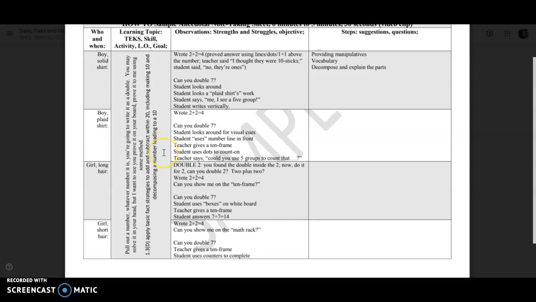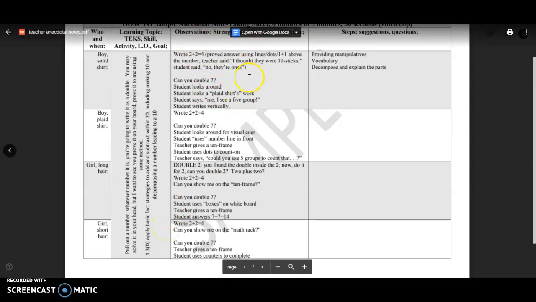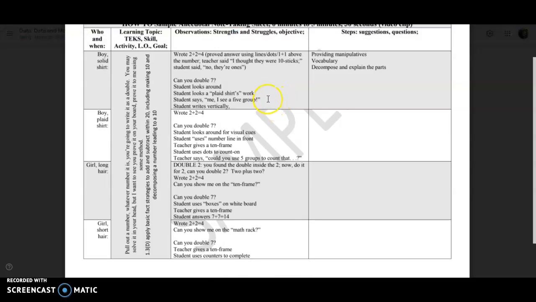And though there isn't a TEK necessarily for first grade that says doubles, and again, this is Texas we're talking about, but the video is not Texas. So we can see and just assume based off of the TEKs we know that it's 1.3D. Apply basic fact strategies to add and subtract within 20, including making 10 and decomposing a number leading to a 10. And so here are my observations, and again, you're observing strengths and struggles. Not necessarily weaknesses, we don't want the deficit mindset, but we do want to see the struggle areas.